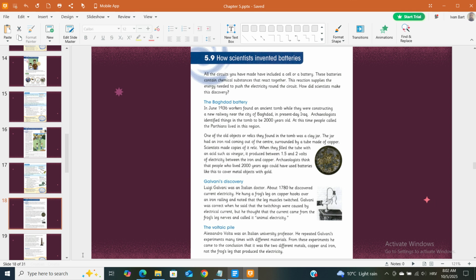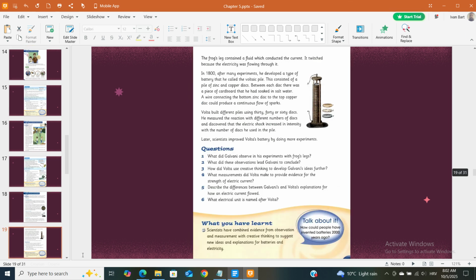The voltaic pile. Alessandro Volta was an Italian university professor. He repeated Galvani's experiments many times with different materials. From these experiments he came to the conclusion that it was the two different metals, copper and iron, not the frog's leg, that produced the electricity. The frog's leg contained a fluid which conducted the current. It twitched because the electricity was flowing through it.